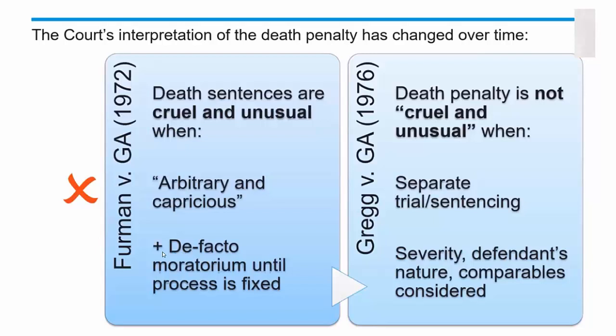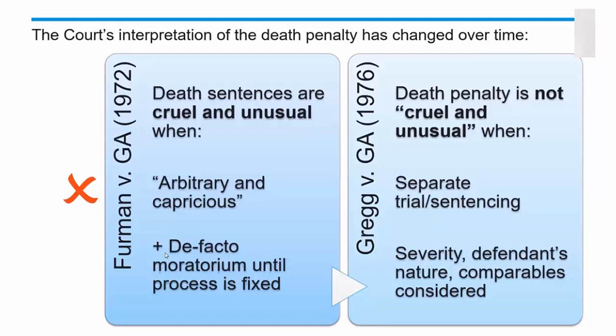And so what the court ruled in Furman is that until a more adequate process to determine who should be put to death was put into place, there would be a moratorium, that they would end the death penalty. And that temporary end to the death penalty actually lasted all the way till 1976. In 1976, the court ruled that the death penalty was not cruel and unusual when there was a separate trial and a sentencing that was separated from the trial itself.